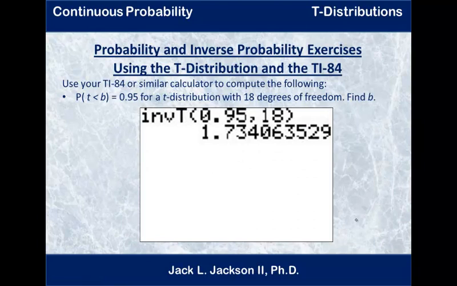Now, suppose we want to find the probability that t is less than b, and we know that that probability is 0.95. We want to find the b. Okay, that's an inverse probability problem, and since we have the inverse t built in, that's going to be pretty straightforward to use that. We do inverse t 0.95, comma, 18 degrees of freedom, close parentheses, enter, boom. Now we have our b value, 1.73, etc.